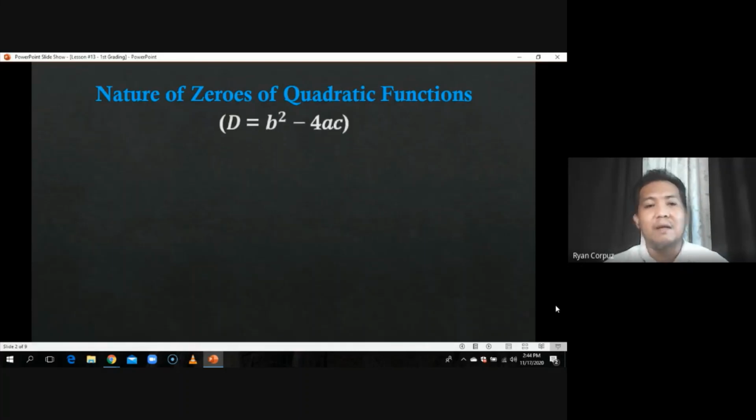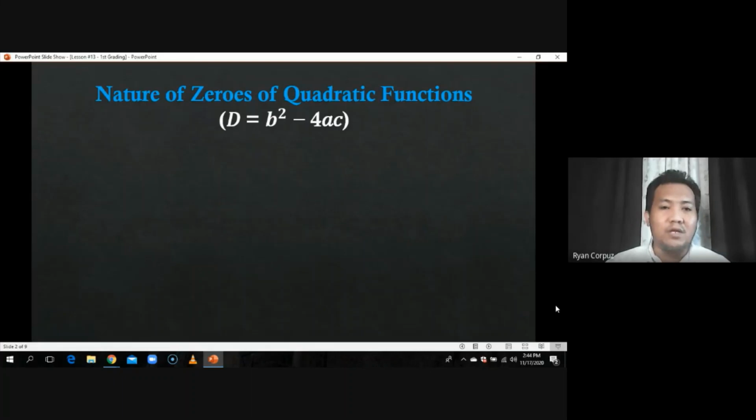And that is by using D is equal to b squared minus 4ac. Do you still remember that expression or that equation? So D stands for the discriminant. Di ba, when we find the discriminant of a certain quadratic equation, we can identify the nature of the roots of that given quadratic equation. So that's also what we are going to do here.